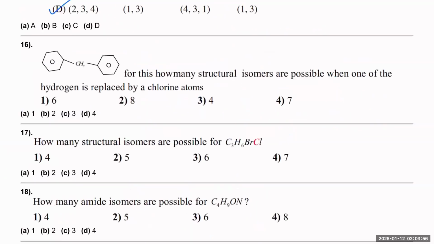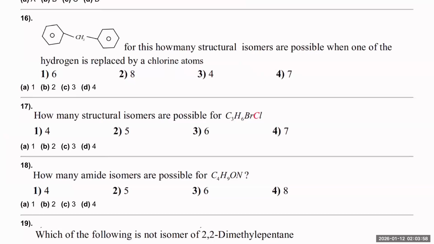About 16th. For how many structural isomers are possible? For this, how many structural isomers are possible when one of the hydrogen is replaced by chlorine? Okay, one of the hydrogen is replaced by chlorine.